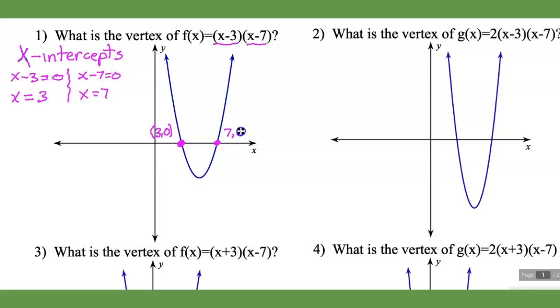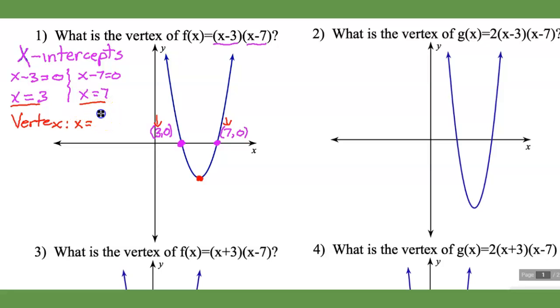Okay, so (7, 0). And the next question is, well, how do you get the vertex? How do you get this point right here? Just as we looked at on the board earlier, this point is in the exact middle of these two, which we know are 3 and 7. So for the vertex, I can start off by finding the x-coordinate, which is just going to be my two values that I just got from my intercepts.